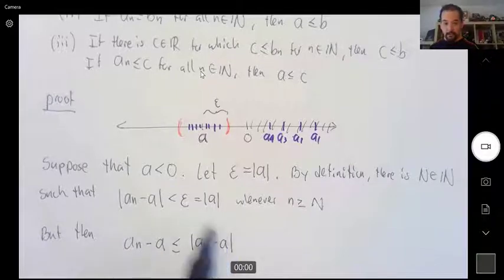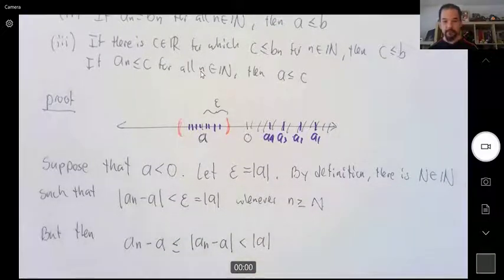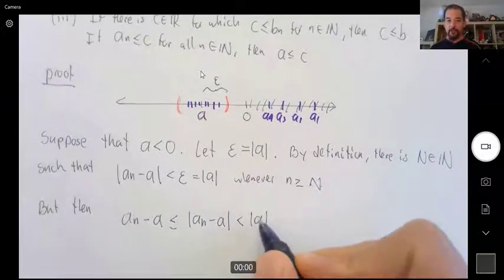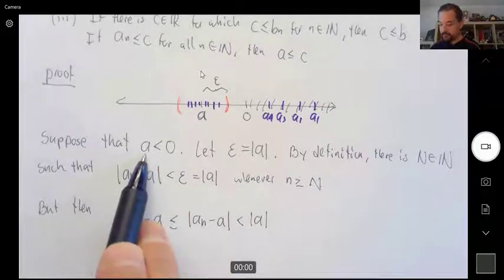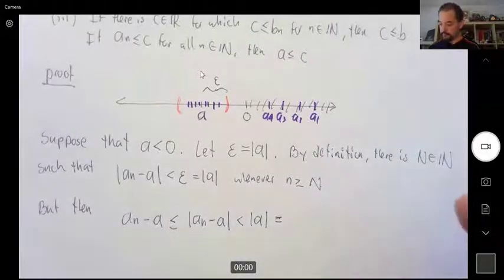But now I'm gonna tack this other inequality over here. So we know that this is less than the absolute value of a, right? And here is now where we finish the argument. What is the absolute value of a? What is the absolute value of a negative number? Because a is negative, right? What is the absolute value of a negative number? Its opposite, so negative a.